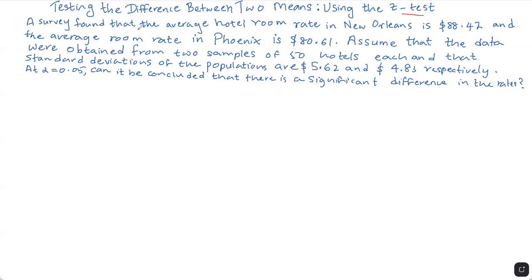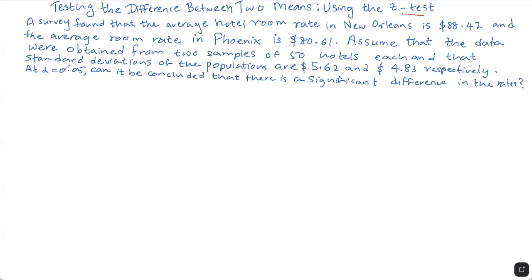A survey found that the average hotel room rate in New Orleans is $88.42 and the average room rate in Phoenix is $80.61. Assume that the data were obtained from two samples of 50 hotels each and that the standard deviations of the populations are $5.62 and $4.83 respectively. At alpha equals 0.05, can it be concluded that there is a significant difference in the rates?